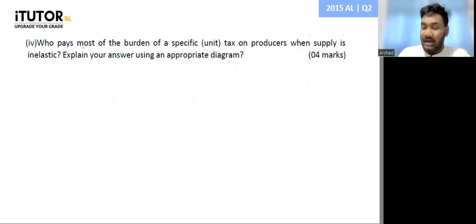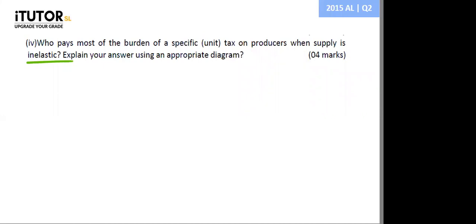Okay. We'll come to this. Who pays most of the burden of a tax when supply is inelastic? For those who remember my shortcut, guys, what can you say? When supply is inelastic, remember my shortcut was higher the something, higher the something. Who will bear most of the tax?